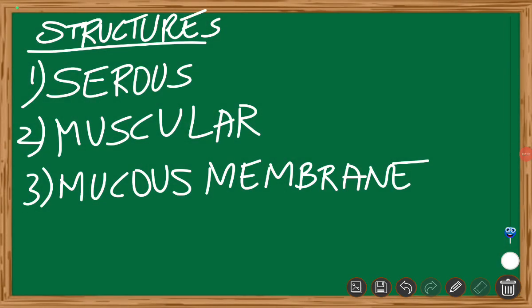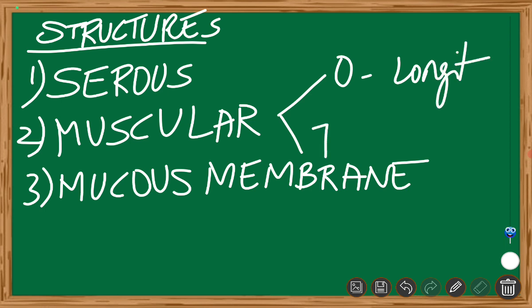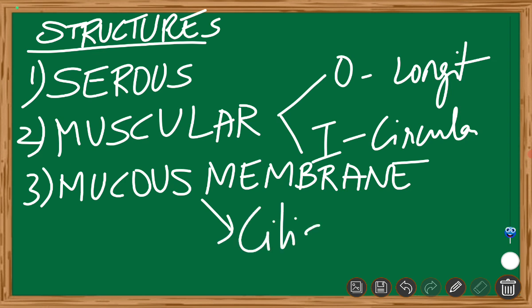So, structure of the fallopian tube. The fallopian tube consists of three layers, that is serous, muscular, and mucous membrane. The serous layer consists of peritoneum on all sides except along the line of attachment of the mesosalpinx. The muscular layer is arranged in two layers, the outer layer and the inner layer. The outer layer is longitudinal, and the inner layer is circular. The mucous membrane is thrown into longitudinal folds.